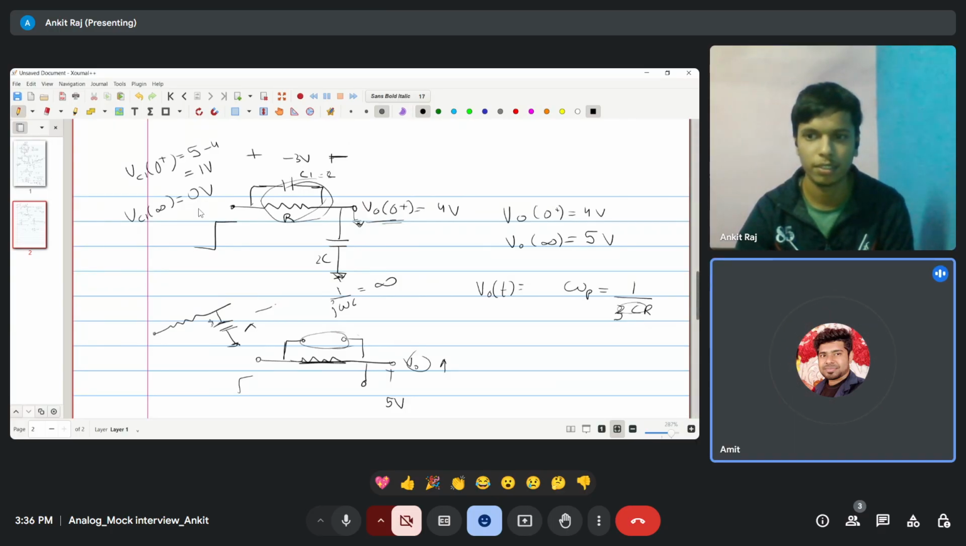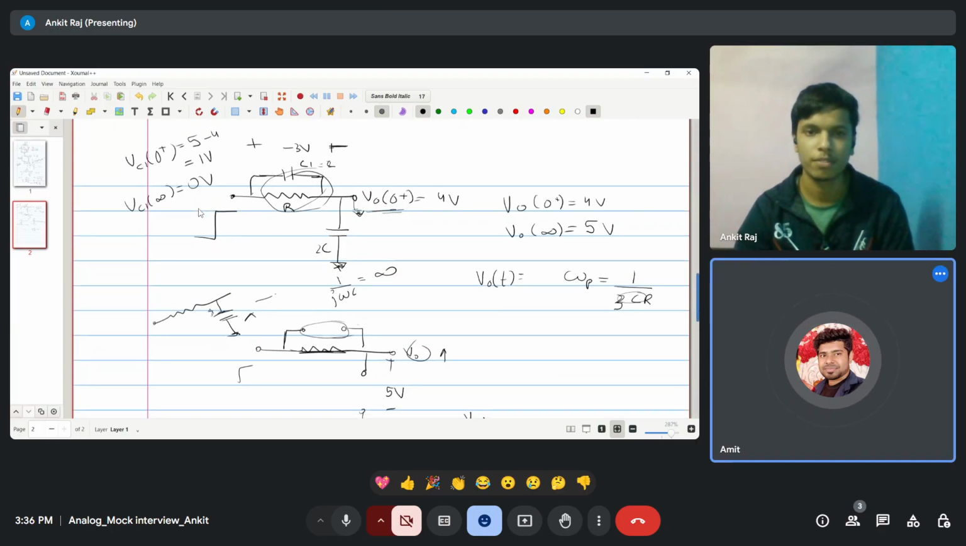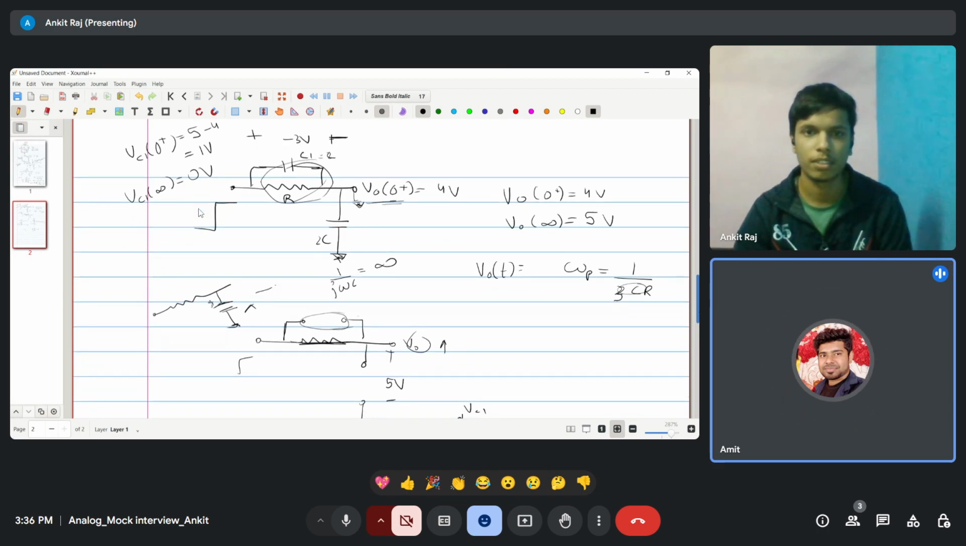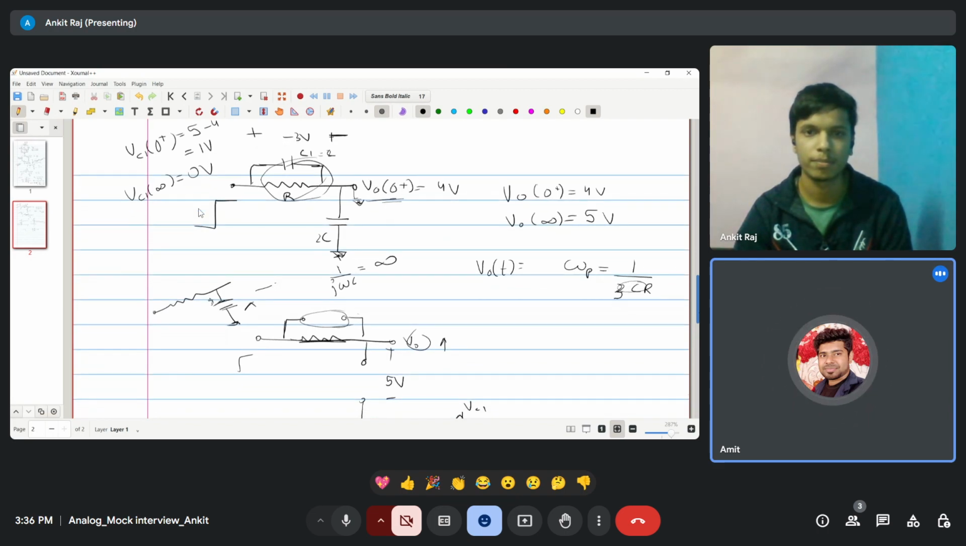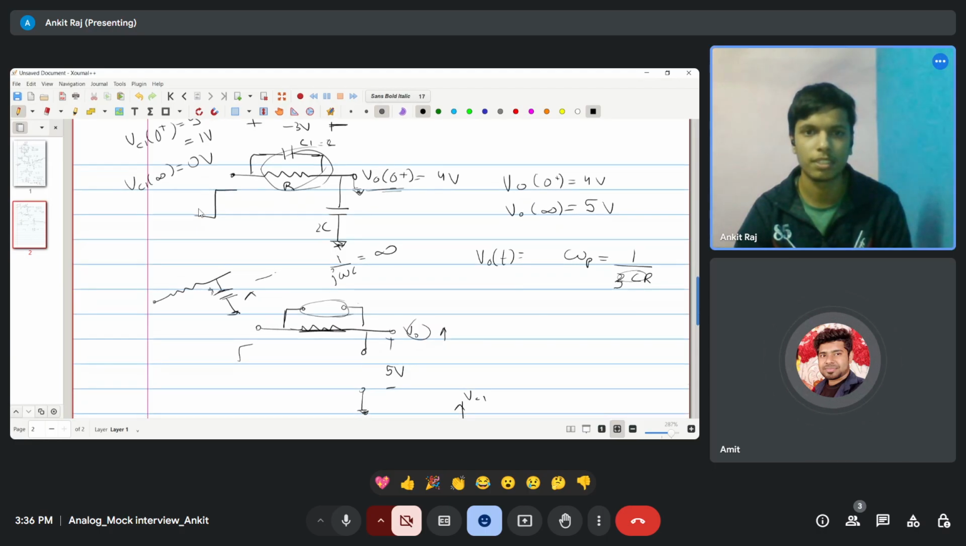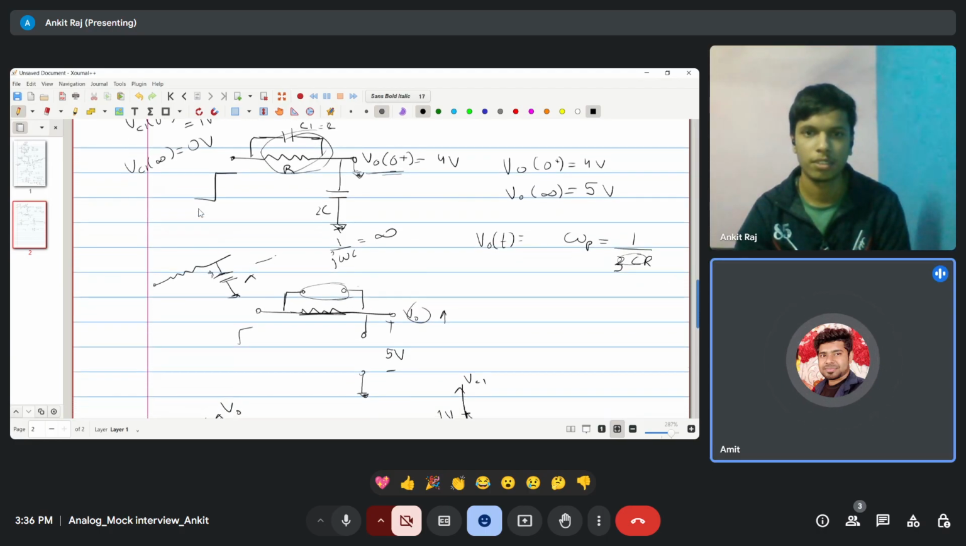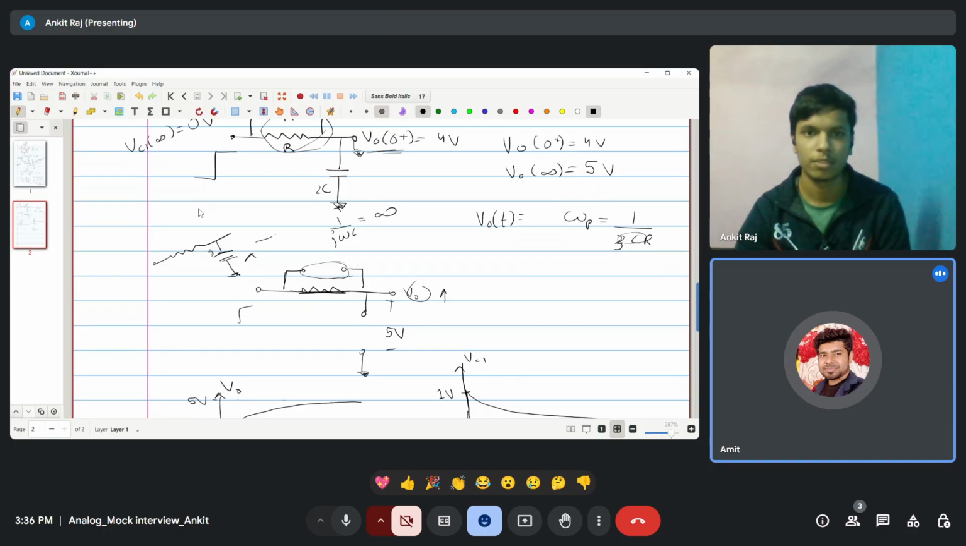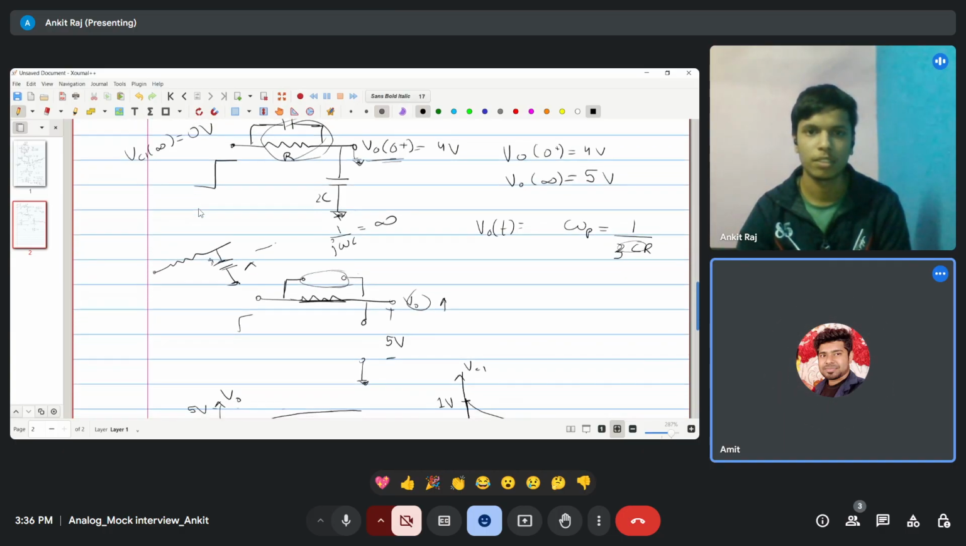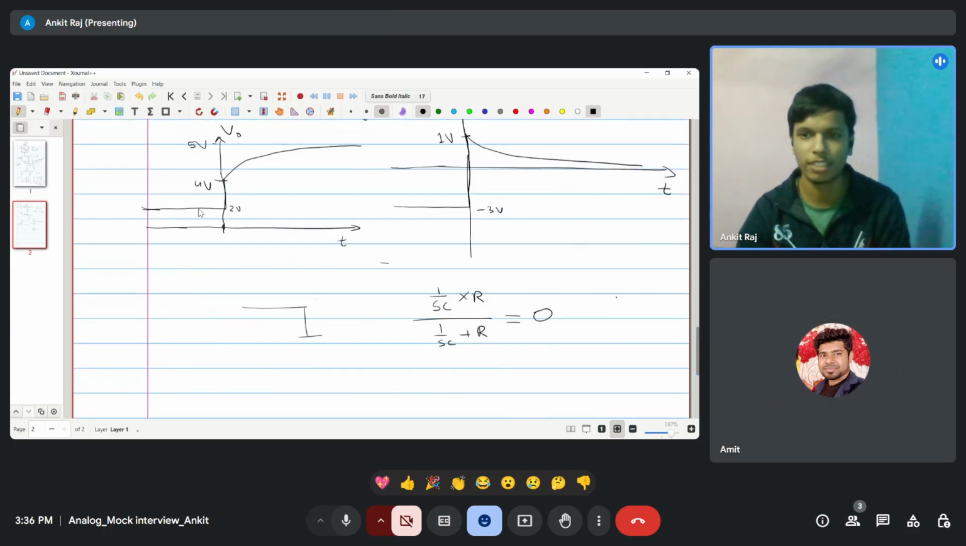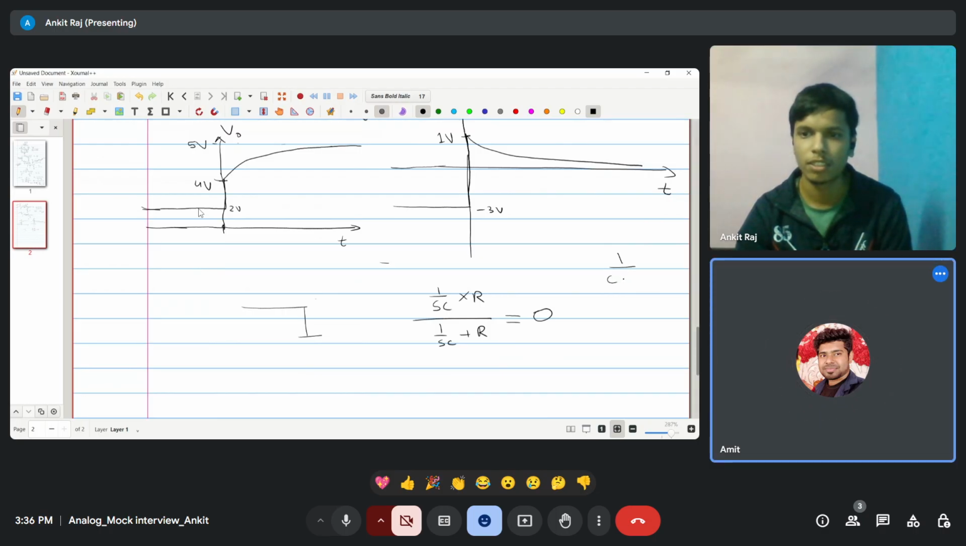Now you are grounding the output node. So we need to find the equivalent resistance and capacitance. If you make the V output node ground, there is only the capacitor C1 and only the resistor R1, right? So the zero is 1 by C1 R1.